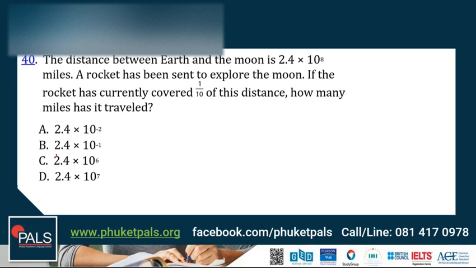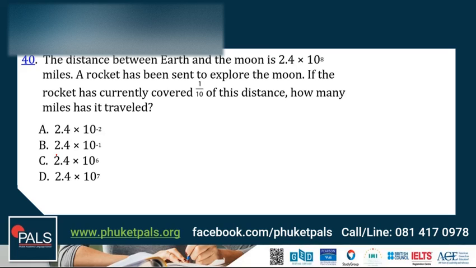Number 40, the distance between Earth and the Moon is 2.4 times 10 to the power of 8 miles. A rocket has been sent to explore the Moon. If the rocket has currently covered 1/10 of this distance, how many miles has it traveled?